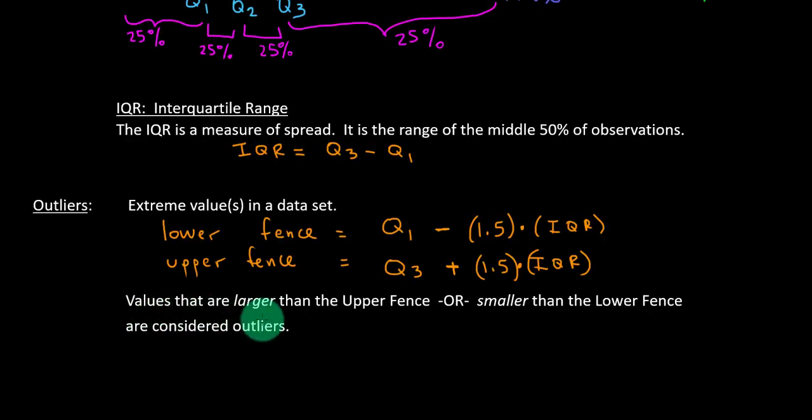Putting that in writing here, a value that is larger than the upper fence or smaller than the lower fence would be considered an outlier. And there can be no outliers in a data set. There might be one or multiple. There's no rule about that. Let's put all of these topics together in the context of an example.